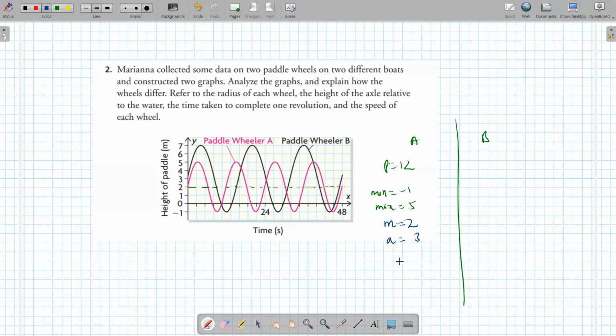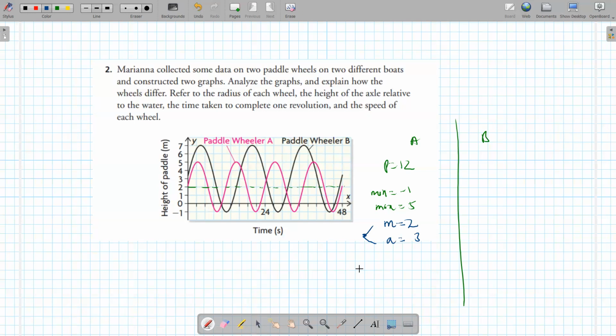So what are they asking us? One of these is the radius. Is our radius 2 or is our radius 3? Radius is 3. And m equals 2 is the boat's height, or height of the axle relative to the water. The time to do one revolution is 12 seconds, and the speed of each wheel.